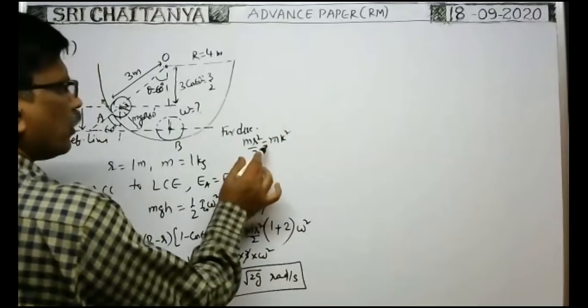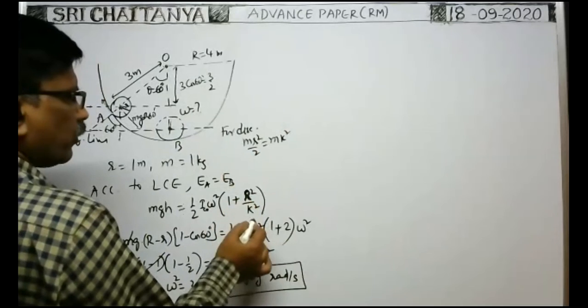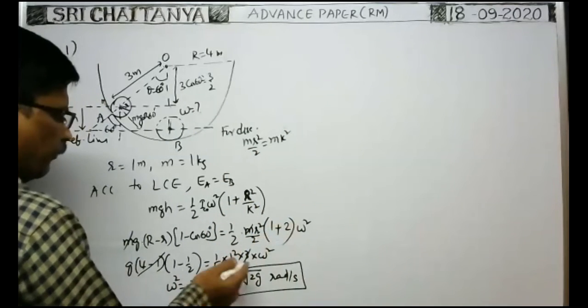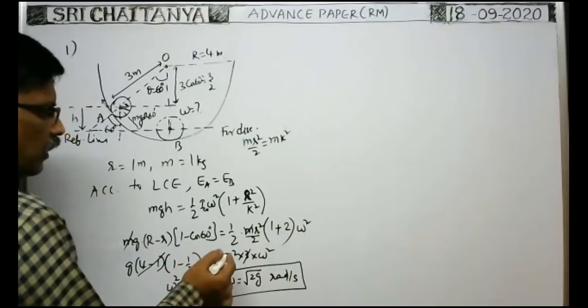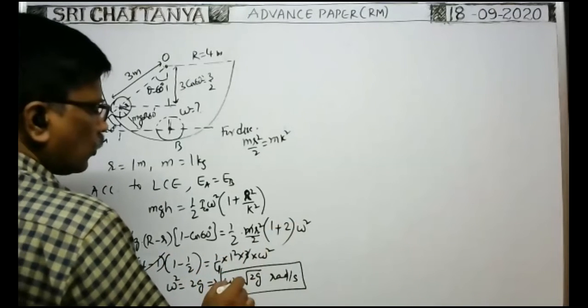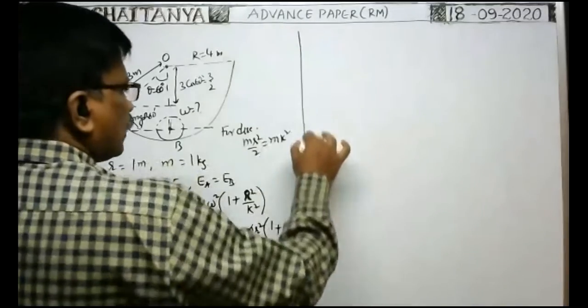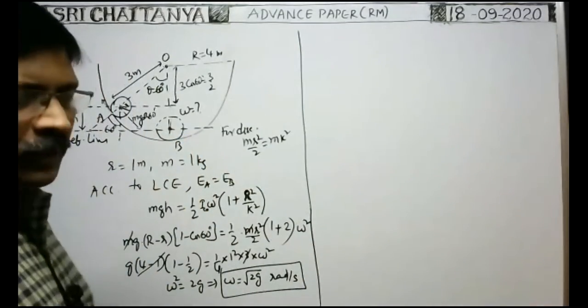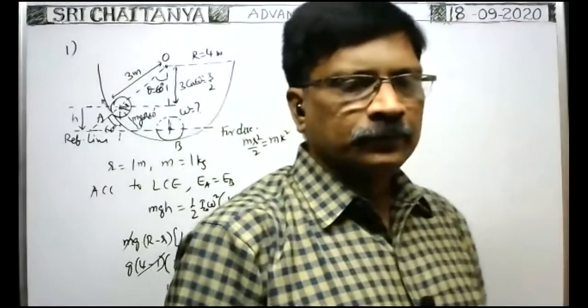Then what about r square by k square? So r square by k square is equal to I have written, into omega square. From this, if you substitute the data and simplify them, then we will get omega is equal to root 2g radian per second. This is the angular velocity of the disk when it reaches the bottom of the semicircular path.